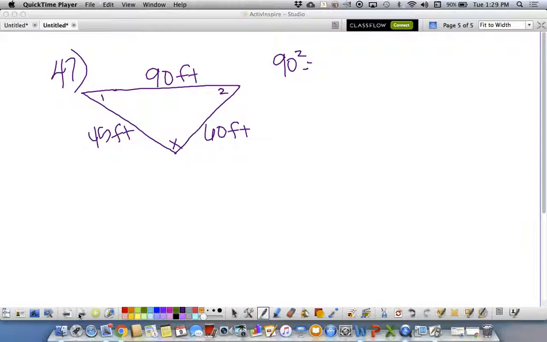So you're starting? Yes. This is number 47. The angle is 1. No, I just put angle 1, angle 2. Those are the angles they are looking for. They put question mark, question mark, question mark.